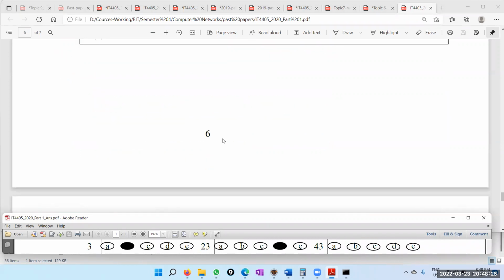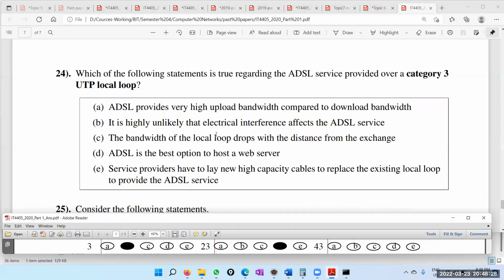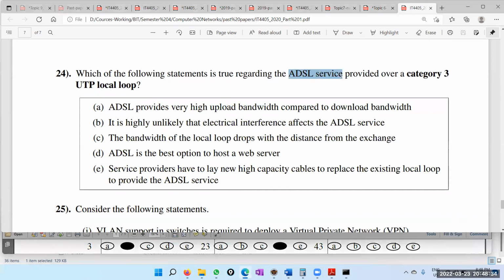Yes, D. 24. Which of the following statements is true regarding ADSL service? Right? Asymmetric digital subscriber line. In Sri Lanka, the DSL technology that we use is ADSL. And in most countries it is ADSL.